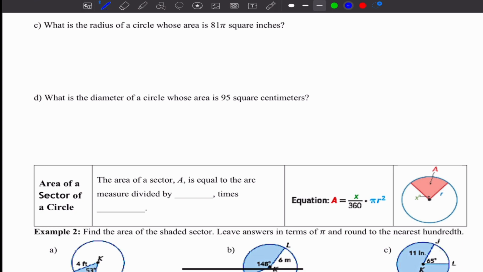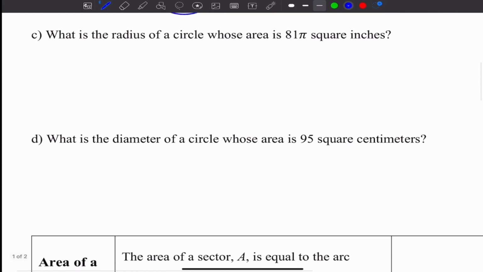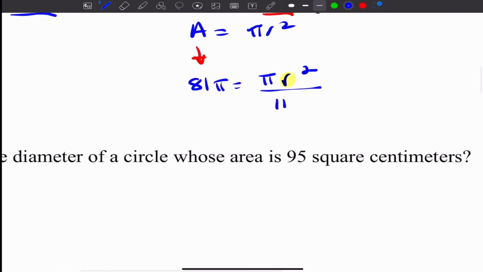Example 1C, what is the radius of a circle whose area is 81 pi square inches? So this problem here is asking us to find the radius. So we're going backwards on this one. Let's write the formula out. A equals pi r squared. And the area is actually given this time. The area is 81 pi. So replace the capital letter A with 81 pi, which is equal to pi r squared. So if I'm solving for this variable here, let's divide both sides by pi. So you should get 81 equals r squared.